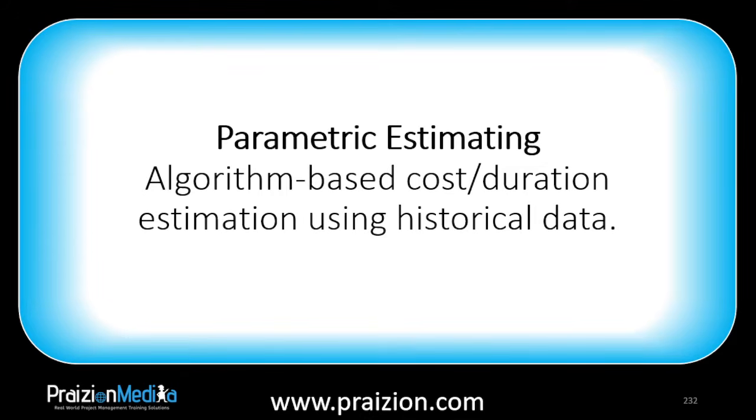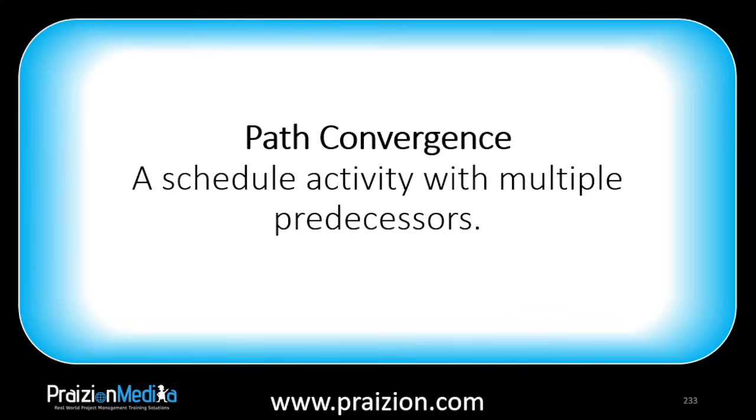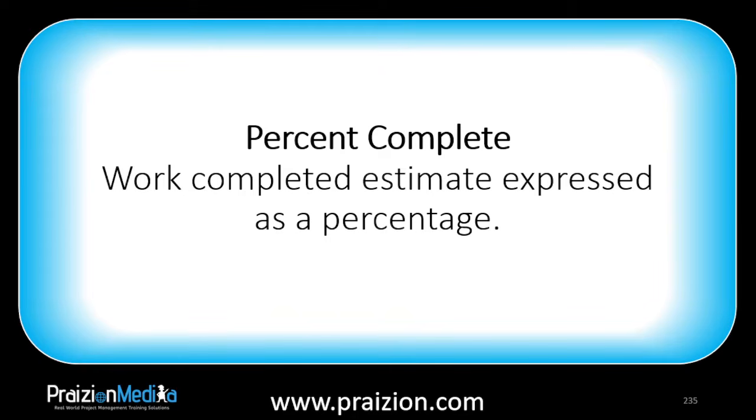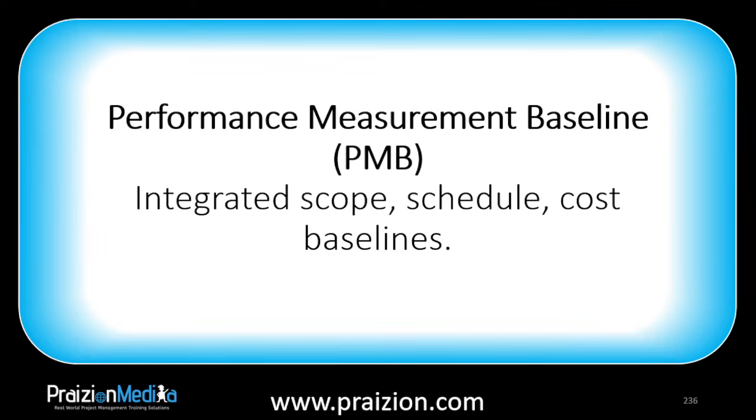Next, we go into the letter P, and this is a very long one. First of all, we have parametric estimating. Algorithm-based cost or duration estimation using historical data. Path convergence, a schedule activity with multiple predecessors. Path divergence, a schedule activity with multiple successors. Percent complete, work completed, estimate expressed as a percentage.